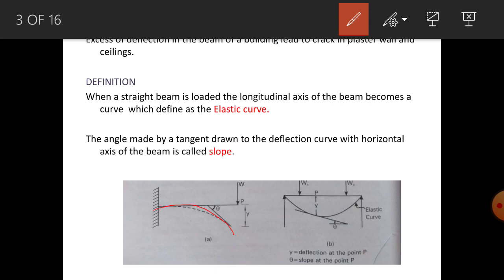When you draw a tangent to this elastic curve like this, and to that tangent you draw a horizontal line, the angle made by the horizontal line with the tangent, that is theta, is called the slope. That theta is called the slope. Understood?